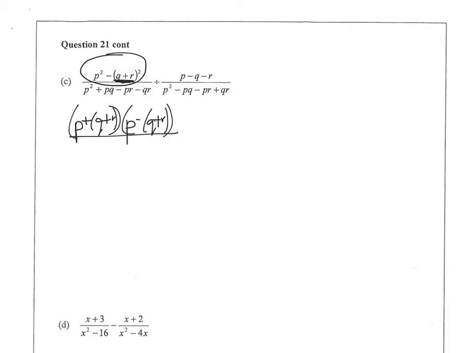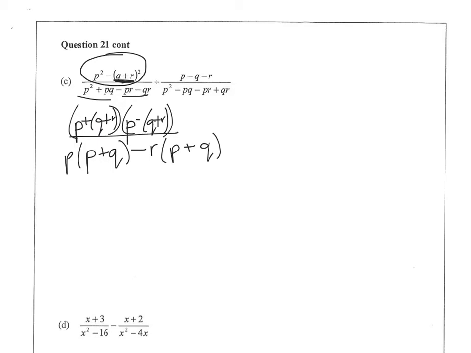Now the bottom one is factorised by pairs. So, first pair, p goes into both, p plus q. Now the second pair, a negative is common, r, p plus q.